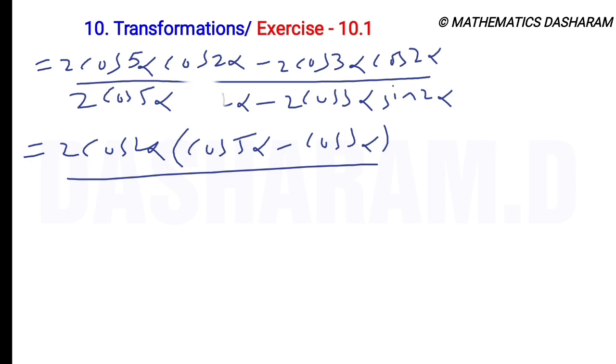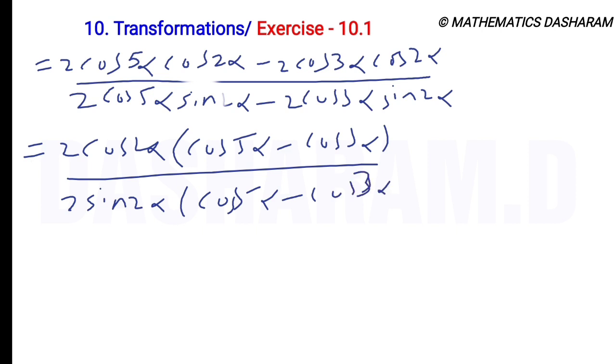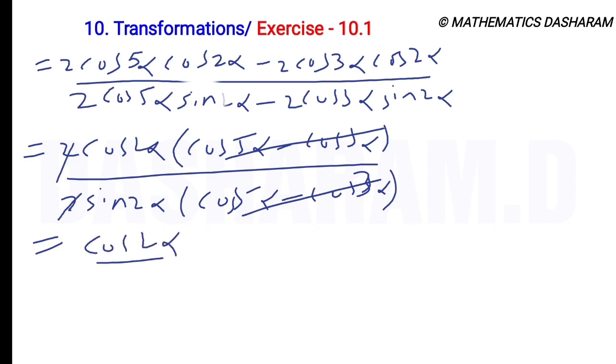sorry, here it is sin 2 alpha. So here we can take 2 sin 2 alpha common. So then cos 5 alpha minus cos 3 alpha. Now here both cancel and the 2 also cancels. So cos 2 alpha by sin 2 alpha is equal to cot 2 alpha. So then RHS, hence proved.